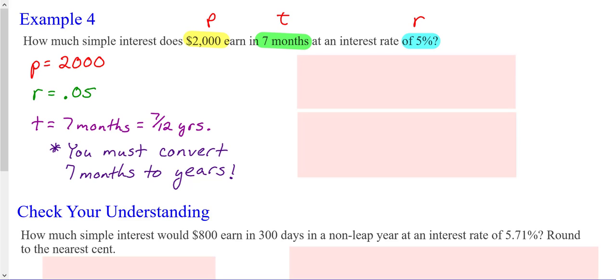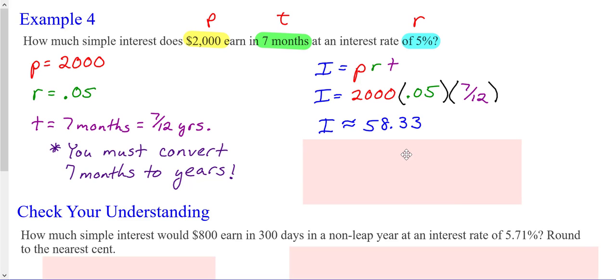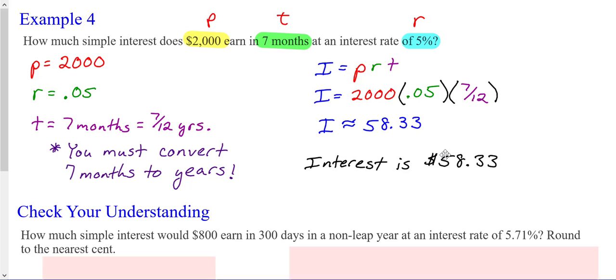Filling in the formula, I equals PRT, you could convert that 7 over 12 into a decimal if you want. I just left it as 7 over 12, entered it into my calculator, and interest was approximately $58.33. So in this problem, they only asked how much simple interest. And that's why I left it as $58.33.